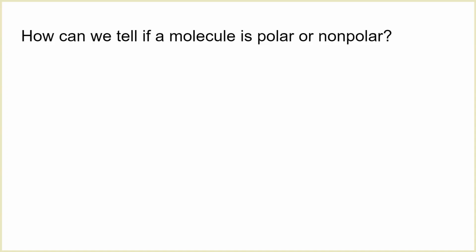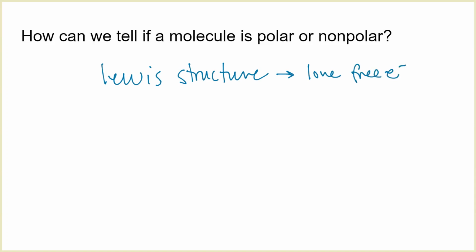Eric, Taylor, what do you know? Look at the Lewis structure. You're going to look at your Lewis structure and see if it has lone electrons on it. Good, we're looking for those lone electrons. What do you know if you see those? It's polar. Good, that's probably the number one way we can know it's polar or non-polar.